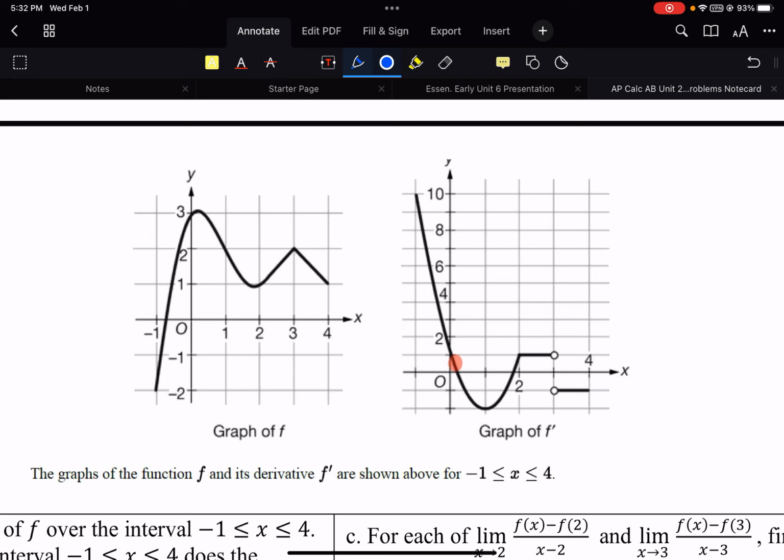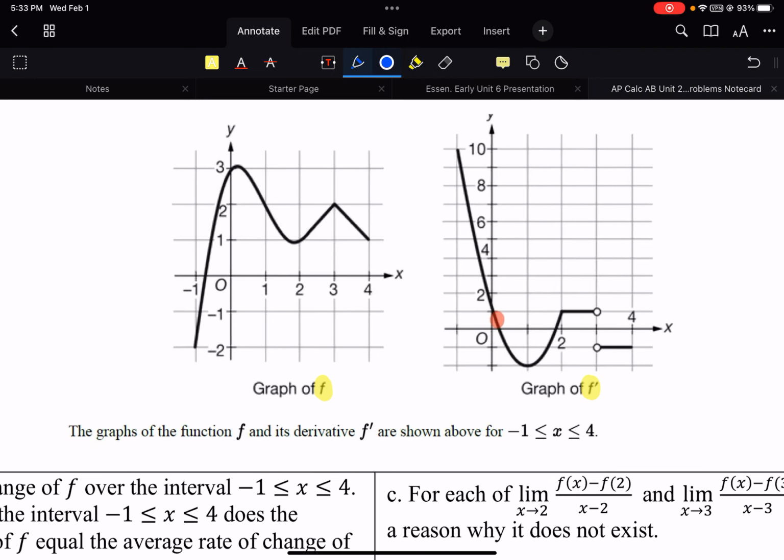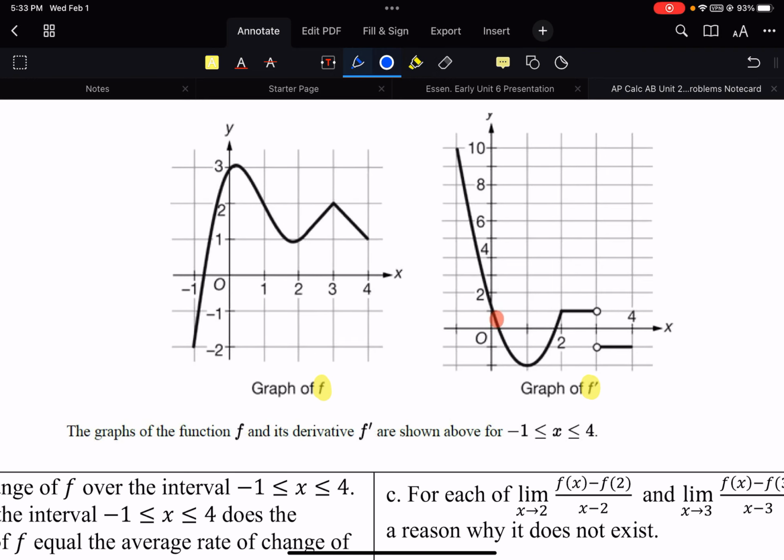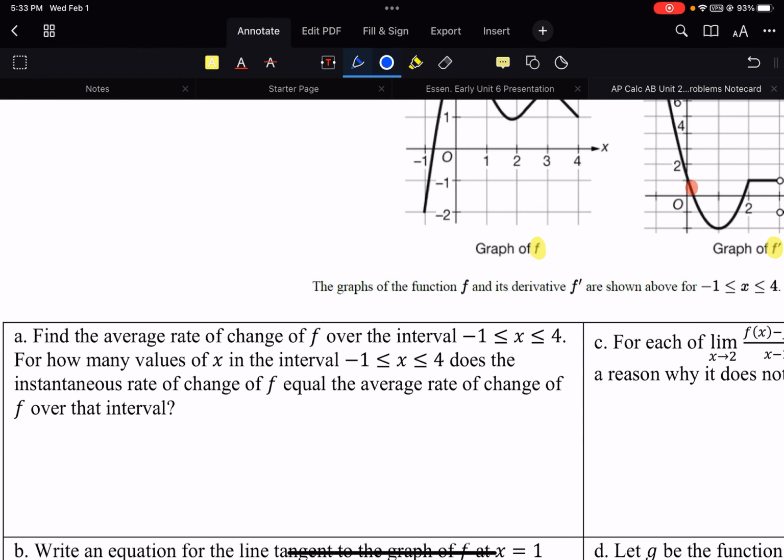We're looking at just an interval from -1 to 4. Again, as always, make sure you're checking to know which graph is f and which one is f prime. And let's answer some questions about them. So first, I want to find the average rate of change of f over the interval. And then I want to know for how many values of x on the interval does the instantaneous rate of change of f equal the average rate of change.